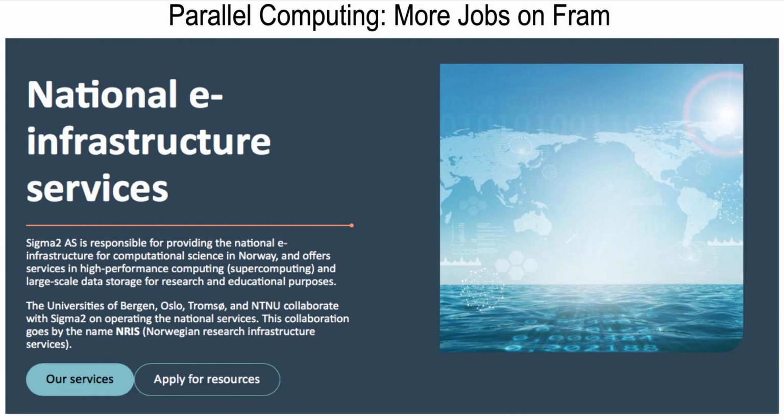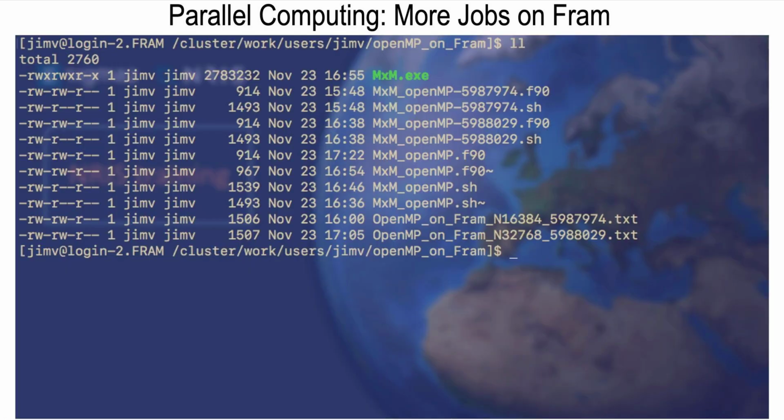In this video, we will provide more details on executing jobs on Fram. We will attempt to increase the matrix dimension to 65,536 and execute this matrix multiplication process as a parallel computation on the Fram Linux cluster using OpenMP. We will continue to apply the OpenMP on Fram directory located in the work folder on Fram. By using the ll command, we can view the contents of this directory.